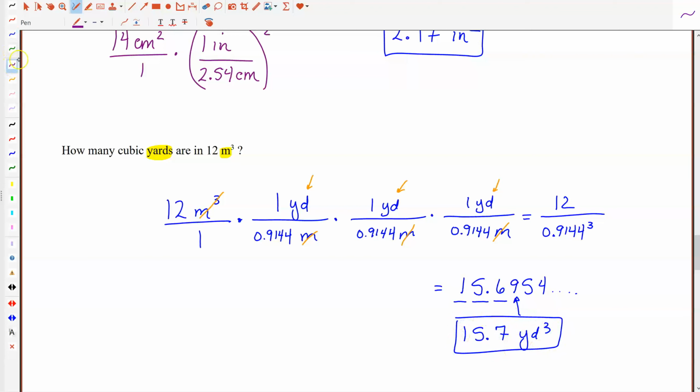If you wanted to, you could set this up using an exponent on your conversion factor. So again, I had the 0.9144 meters was equivalent to 1 yard as my conversion factor. If you know you have to do this 3 times because you're converting out cubic meters, you could put parentheses around the whole thing and just raise it to the third power. I like to write it out so I can see a little bit more carefully that everything is going to cancel the way I want it to, but this is another way to do it.